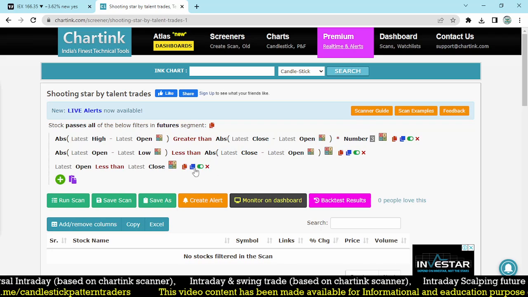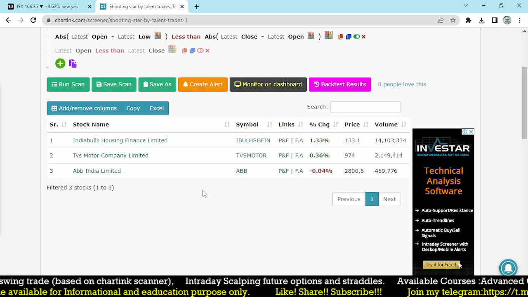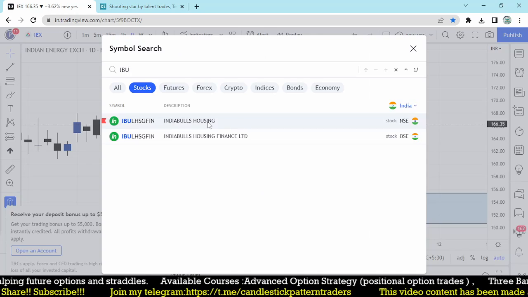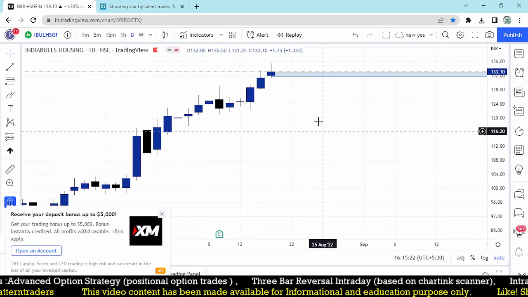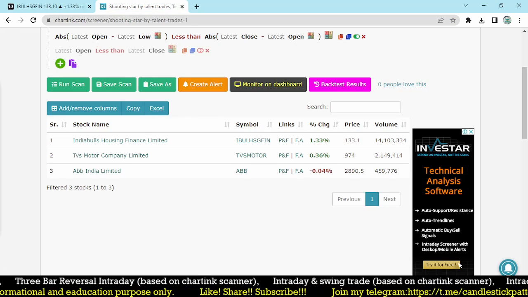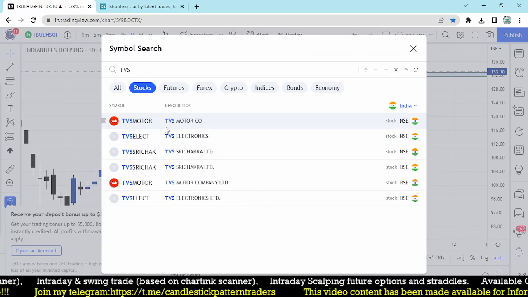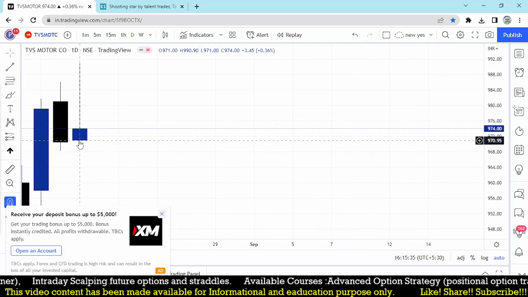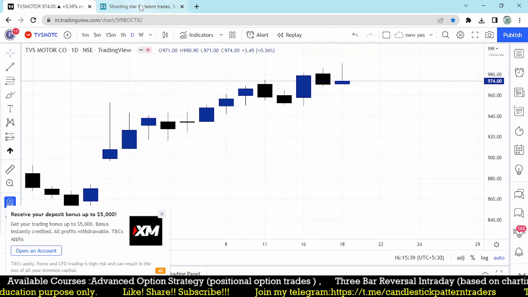If you use this, maybe this is for an inverted hammer. India Bull Housing Finance, let's look at India Bull Housing Finance. Yes, inverted hammer, right? Opposite to shooting star, but it is happening at the topmost level. TVS Motor, let me go for TVS Motor. Perfect, inverted hammer without lower wick. So maybe the reversal is possible. So we will change that.